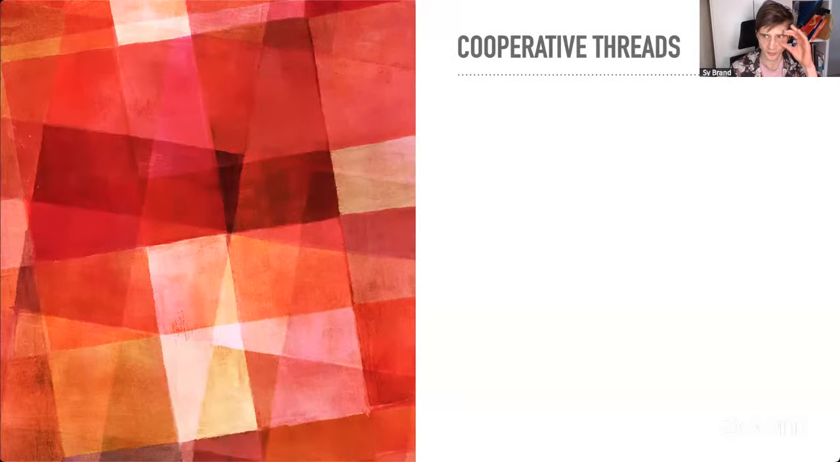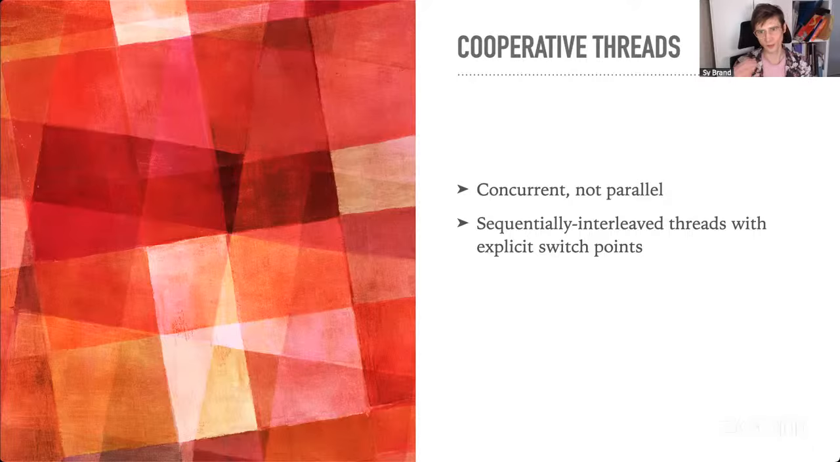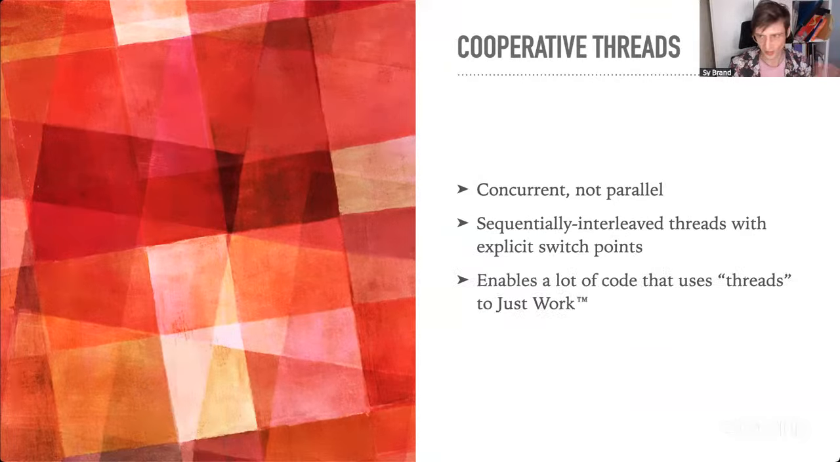Lightning fast intro to what cooperative threads are. Basically, what we're implementing here is something that's concurrent, not parallel. We have sequentially interleaved threads with explicit switch points. What that means is that you have a bunch of functions, a bunch of tasks, which you want to run concurrently, and those can be switched out at very specific points that you can see and write code for. And this is going to enable a lot of code that uses threads to just work. So it can be a stopgap to shared everything threads. If you have code that you're trying to port to WebAssembly that uses threads, this might fulfill your needs.